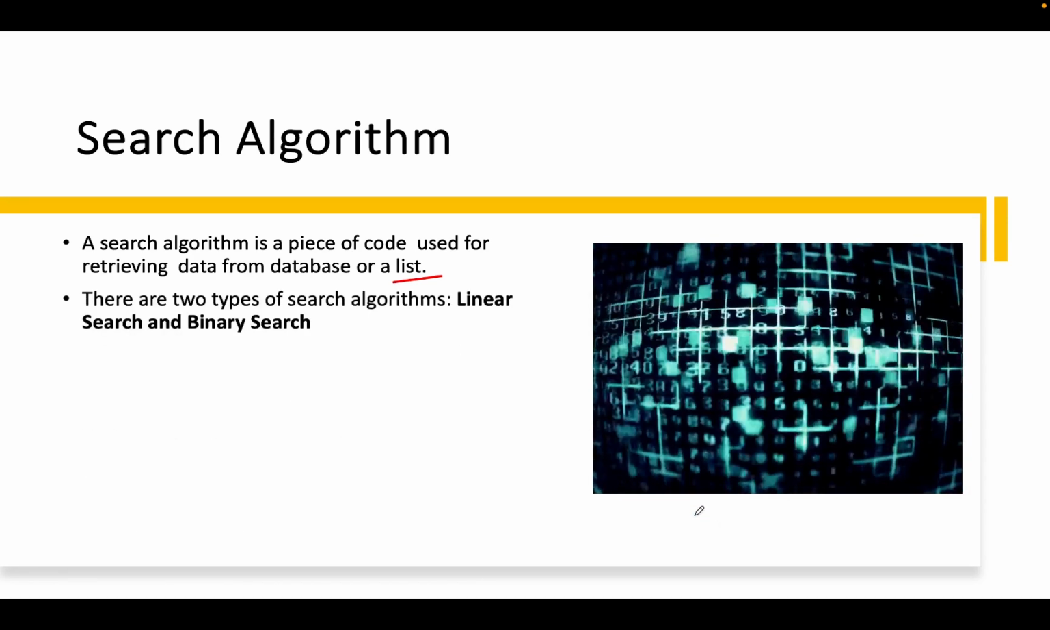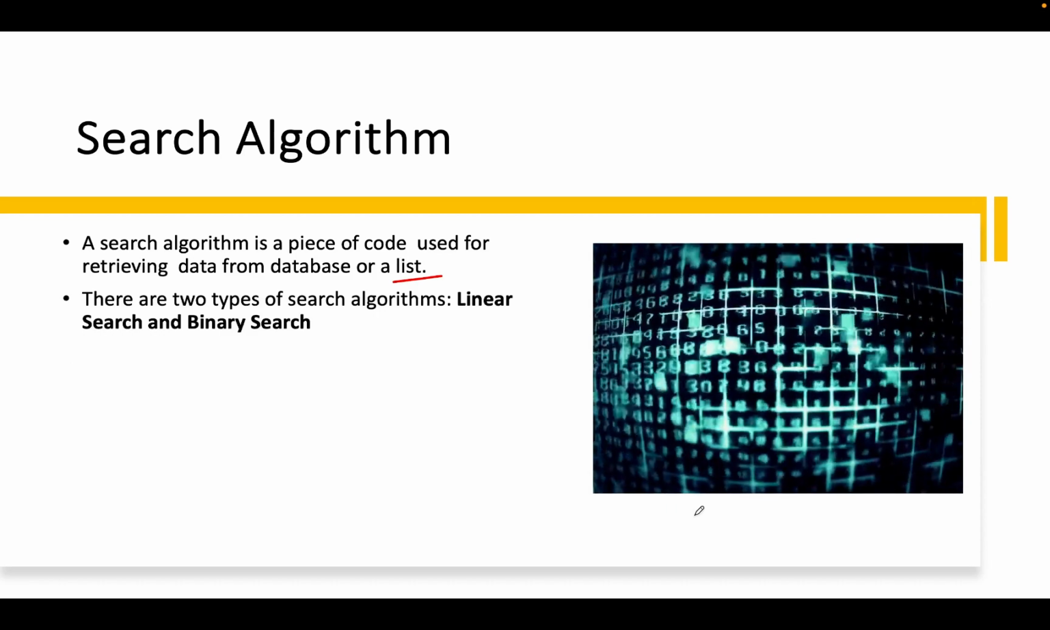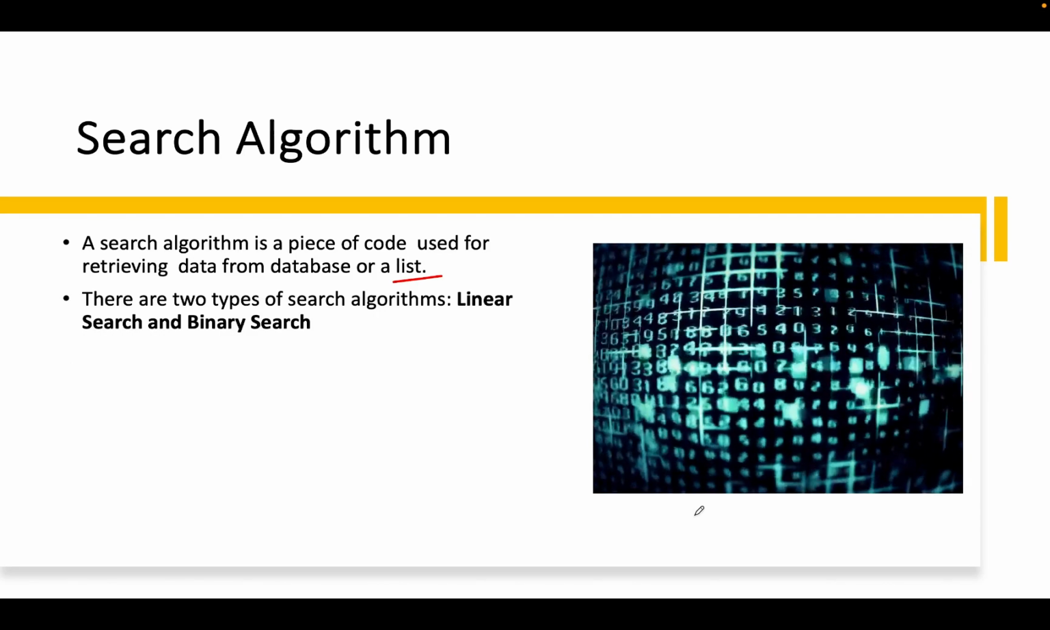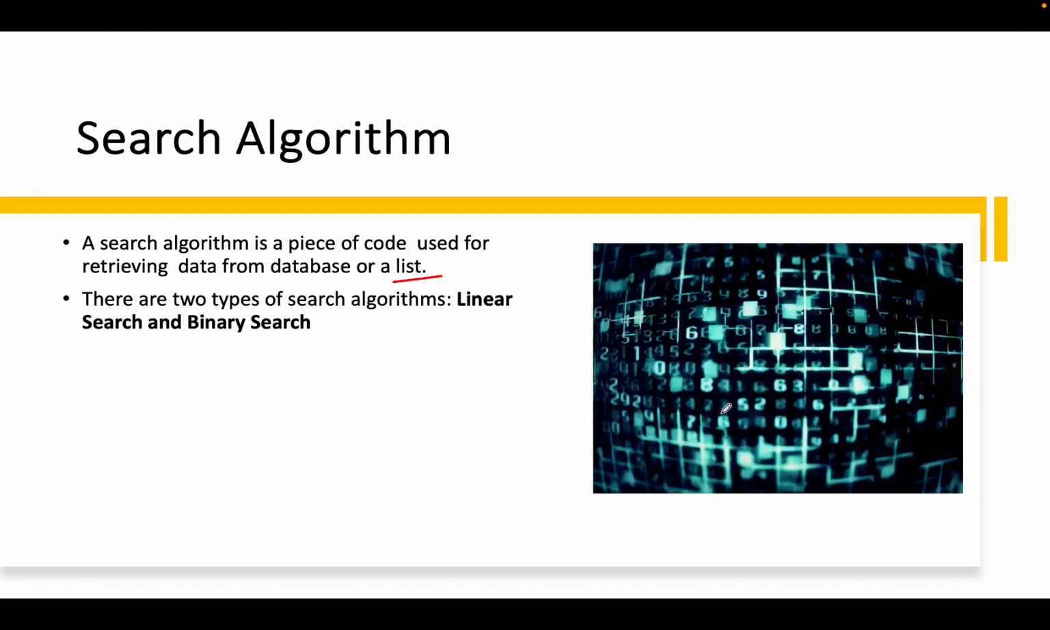So there are two types of search algorithm. We have linear search and we have binary search. Okay, linear search and binary search. You don't have to memorize that, but just know it for now.